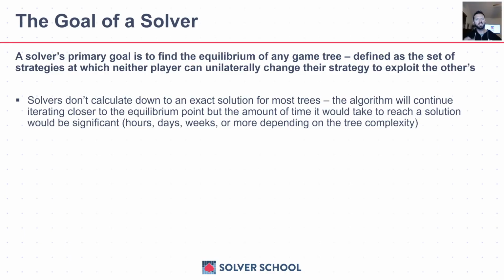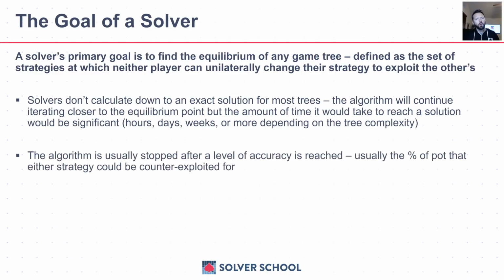The algorithm will continue iterating closer and closer to an equilibrium point, but the amount of time it would take to actually reach that solution can be very significant in some cases, which could be hours or days or weeks or even more, depending on the complexity of that given tree. What we usually see is that the algorithm is stopped after some level of accuracy is reached, and usually that's noted by some sort of percent of the pot that either strategy can be counter-exploited for. We'll get into the specifics of that, but the important thing to note here is that we don't necessarily reach equilibrium in a lot of cases of running solutions.